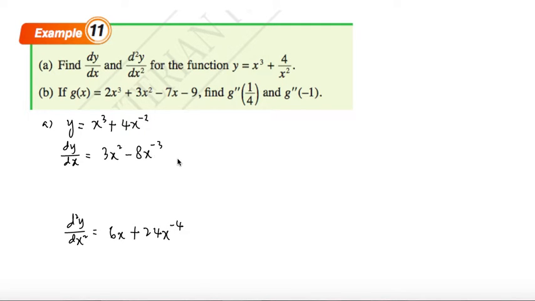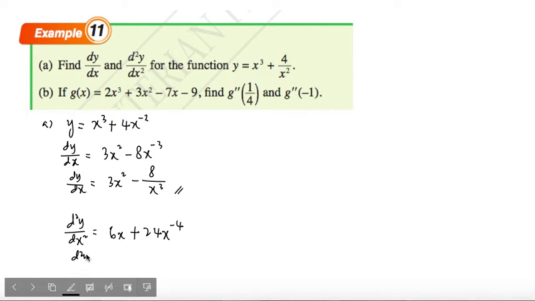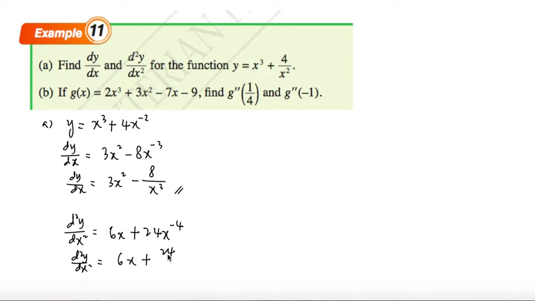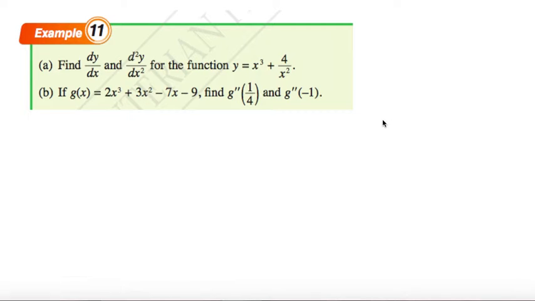But for our final answer, it is better to put it with a positive power, no more negative. We simplify this one. We copy down this one, 8 over x power 3. So this is the final answer. Same for d²y/dx²: 6x and then plus 24 over x power 4. Okay, A is done.